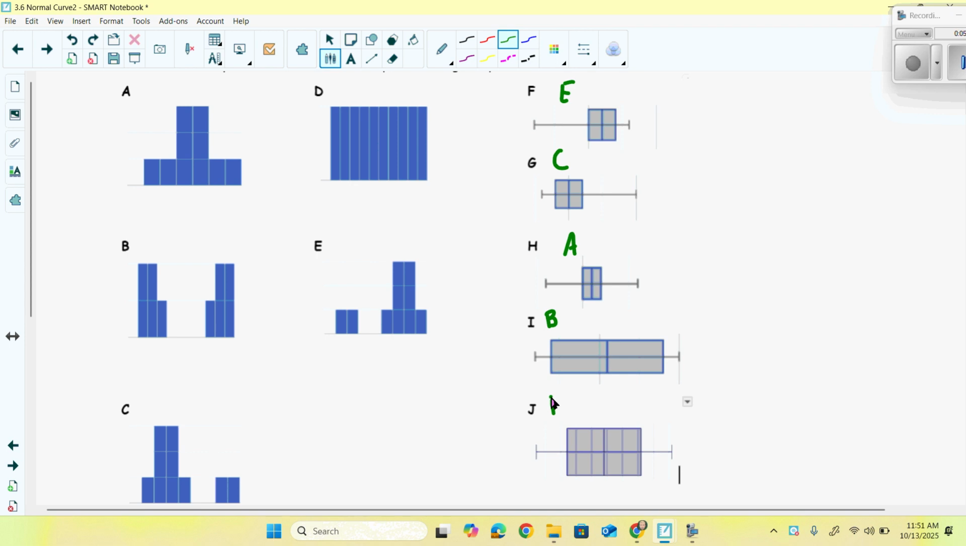And so we would say this one matches. J and D match. Okay, that's kind of challenging. These last two I think are difficult. Hopefully the skews and the nice bell curve and its box plot makes some sense.